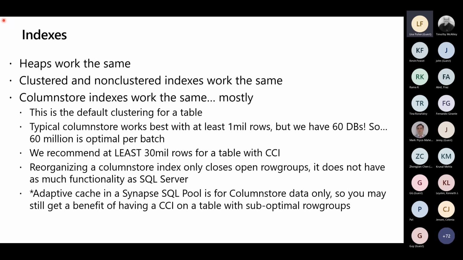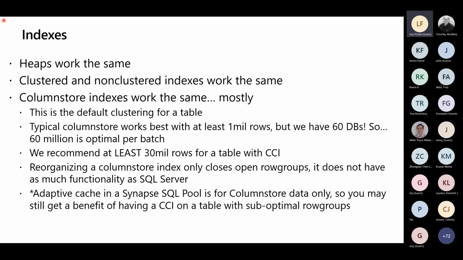However, we now have 60 column store indexes instead of just one. When we create a table with a clustered column store index, it's not 1 million rows. It's 60 million rows. And so if we're batching our inserts, what we're really looking for is 60 million rows in a batch, not 1 million.